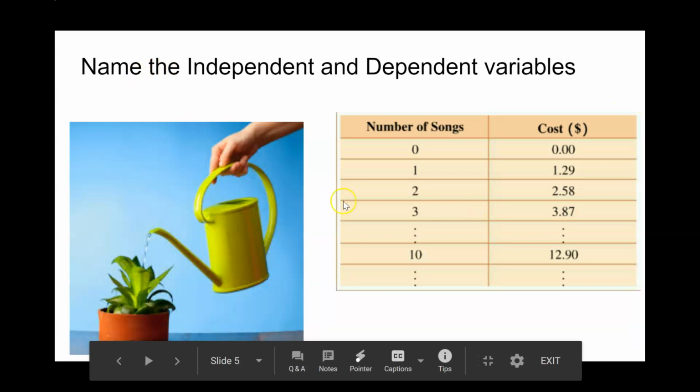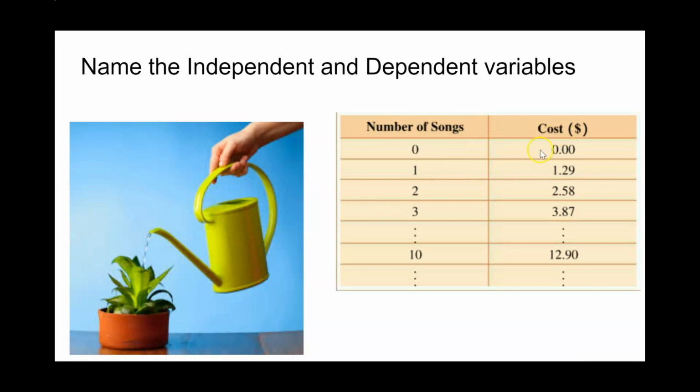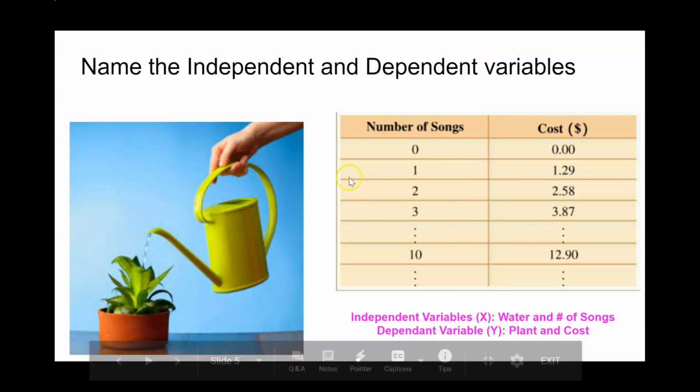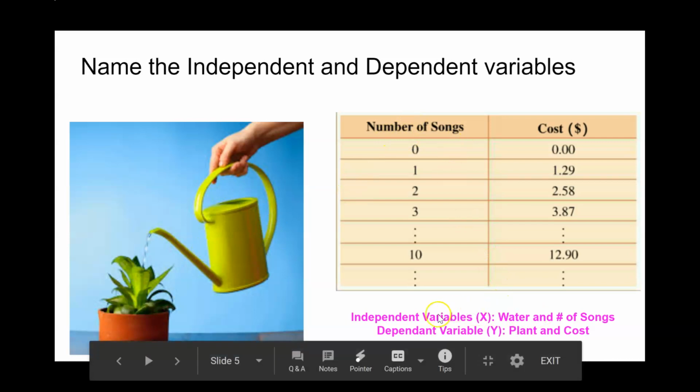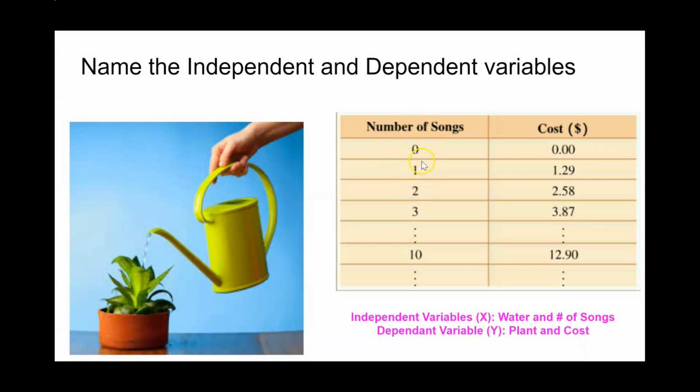So in these two pictures here, we have a water with a flower with a plant, and then we have the number of songs and the cost of each song. So what are the independent and dependent variables in this problem? The independent variable is always going to be x, and in these two pictures, the water and the number of songs are considered to be the x, because those are independent variables. So once again, there's nothing changing about the water. The water is what it is, and the number of songs, that's not changing on that certain CD that you have. You have that number of tracks on that one CD.